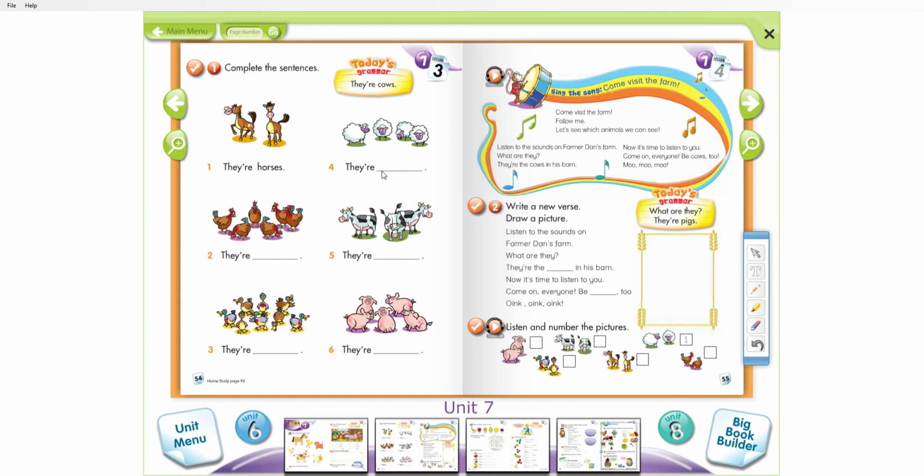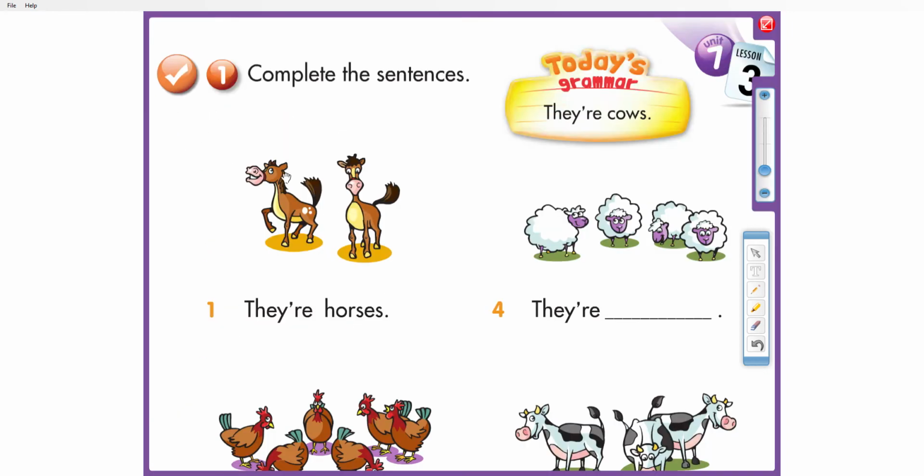Please take your student book, page 54, unit 7, lesson 3. Okay? Complete the sentences. Exercise number one. Look at the picture and then write the correct word.